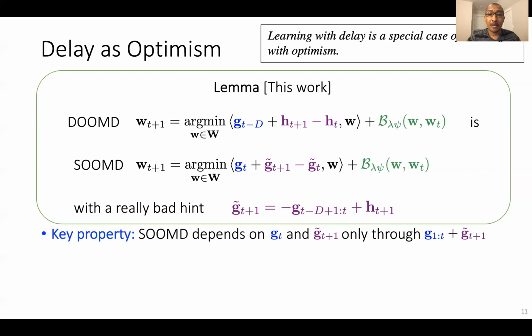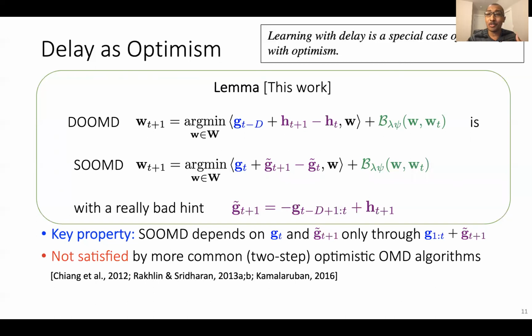And it's worth digging into why this happens. If you look at the SUMD algorithm, the optimistic OMD algorithm, it only depends on the gradient GT and the hint G tilde T plus 1 through a sufficient statistic, the sum of the gradient and the hint. In the case of our really bad hint, this sufficient statistic, this sum, is observable, even though GT and G tilde separately are not observable.